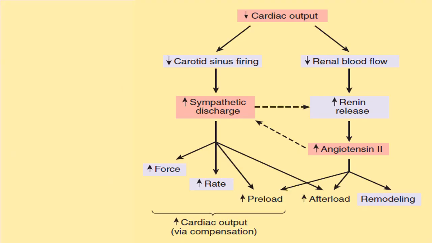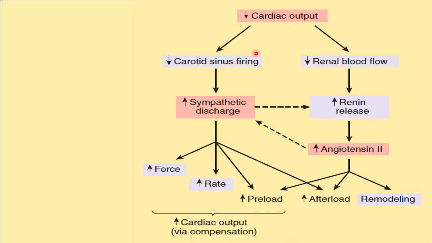Extrinsic and intrinsic compensation occurs. The extrinsic compensation involves two major mechanisms, the sympathetic nervous system and the renin-angiotensin-aldosterone system. When cardiac output decreases, the baroreceptor sensory input is reduced, which will increase the sympathetic discharge, and thus there would be tachycardia, the force of contraction would be increased, and preload and afterload will be increased, and there will be an increase in cardiac output via compensation.